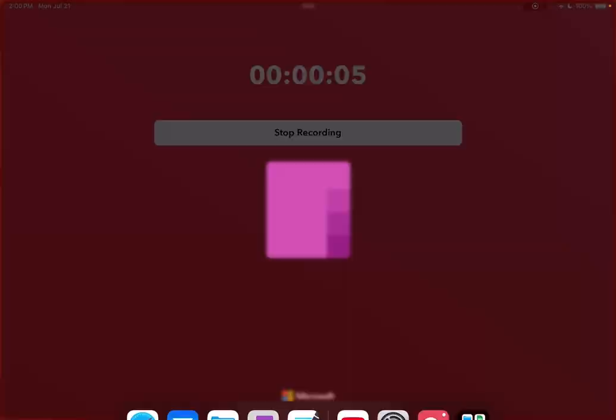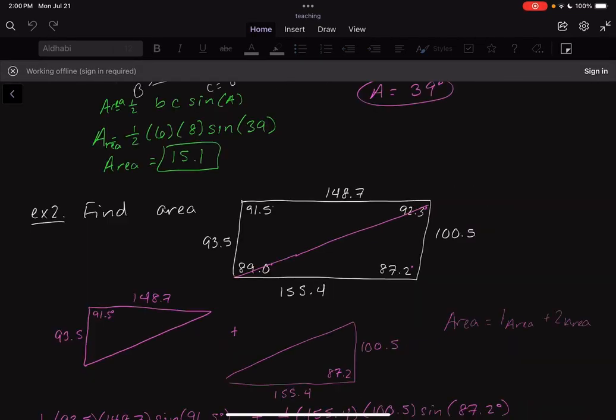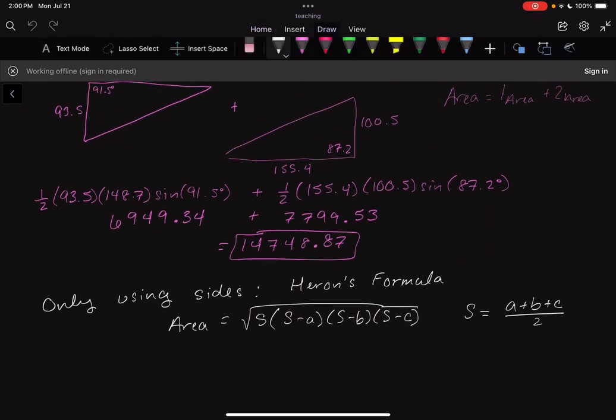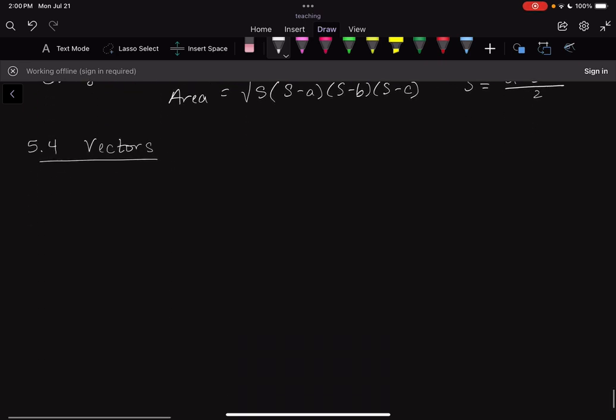We're going to be going over 5.4 for this one. 5.4 is vectors. And so at first I'm just going to give you some definitions and stuff like that. So to start off, we have something called a scalar.